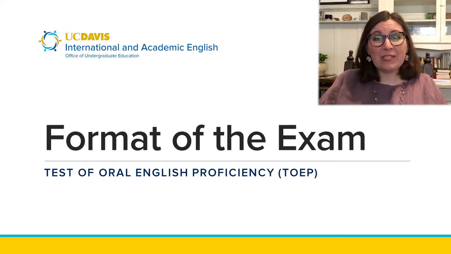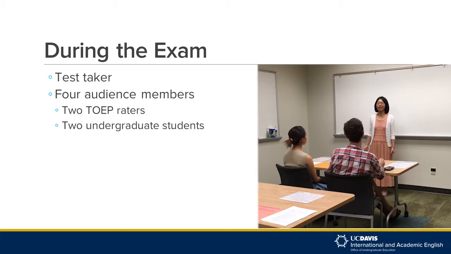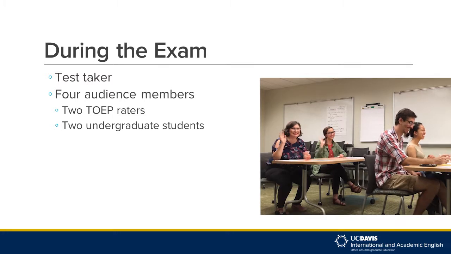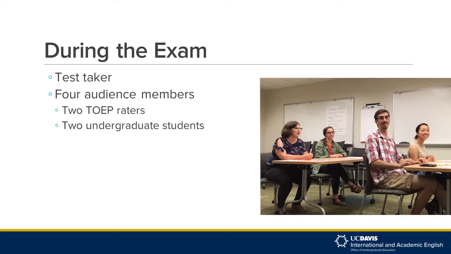In this video, I'll explain the general format of the TOEP and what you as a test taker need to do in the different parts of the exam. During the exam, the test taker acts as the TA of a mock class. The test taker stands in the front of the room, and there are 4 people acting as students in the mock class. 2 of those people are the TOEP raters, and the other 2 are undergraduate audience members.